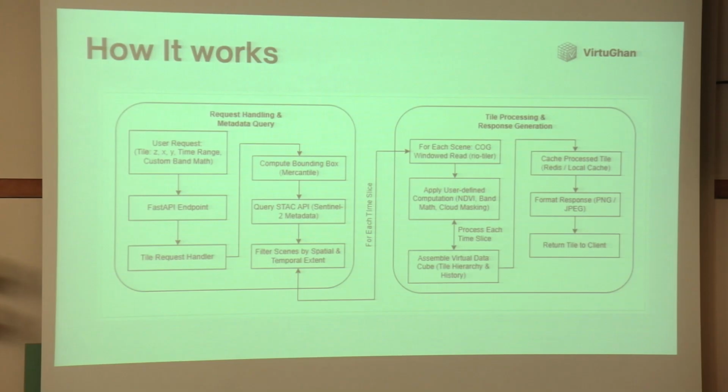But for us, we also use STAC. Local images are also supported. You can convert them and serve them as tiles. It has a FastAPI endpoint which can handle your tile request, and then it computes the bounding box, uses mercantile tiles, gets the tiles, and then it creates stacks on those tiles based on your request.